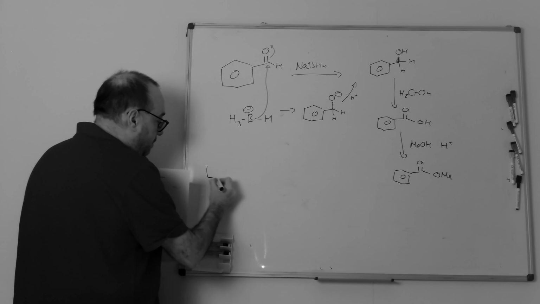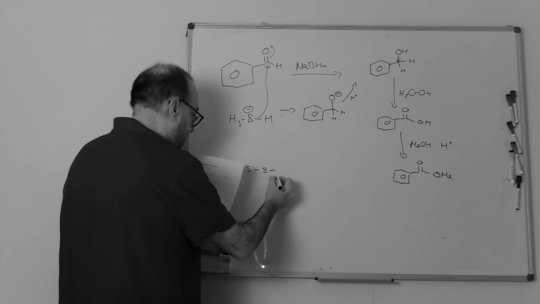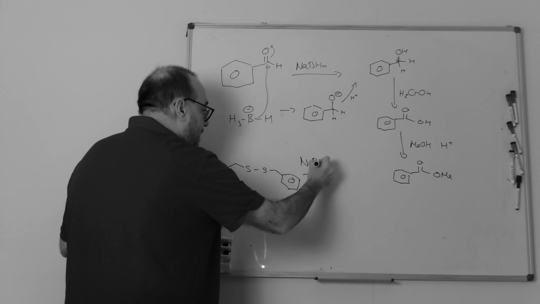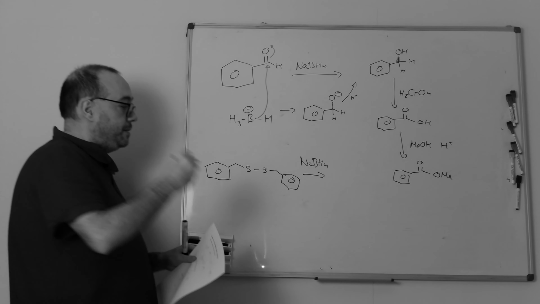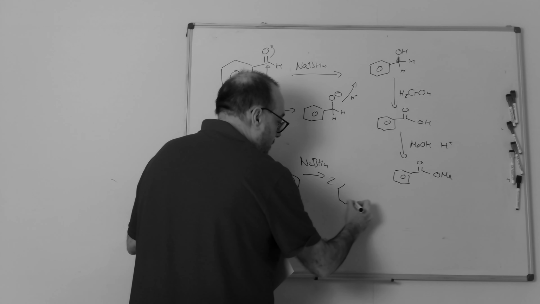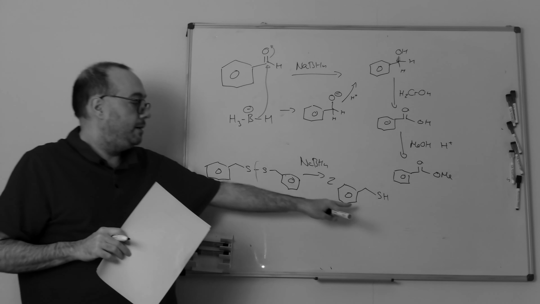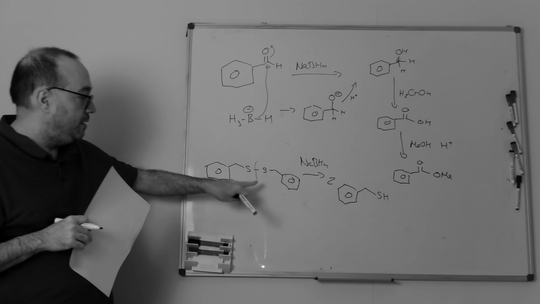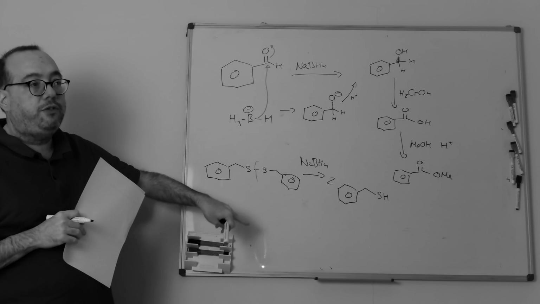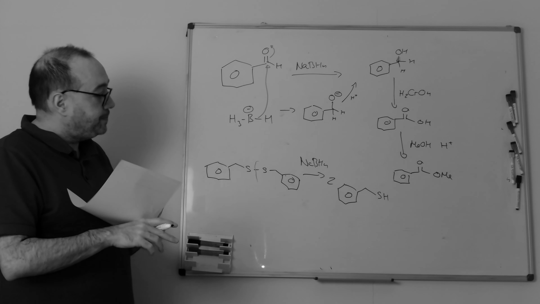Then the second one, we have this compound, this disulfide. We are treating it with sodium borohydride, and basically we are breaking this bond and forming two thiols. Remember that from here to here is oxidation, from here to here is reduction. We are increasing the number of hydrogens: we break the sulfur-sulfur bond and put a sulfur-hydrogen bond.